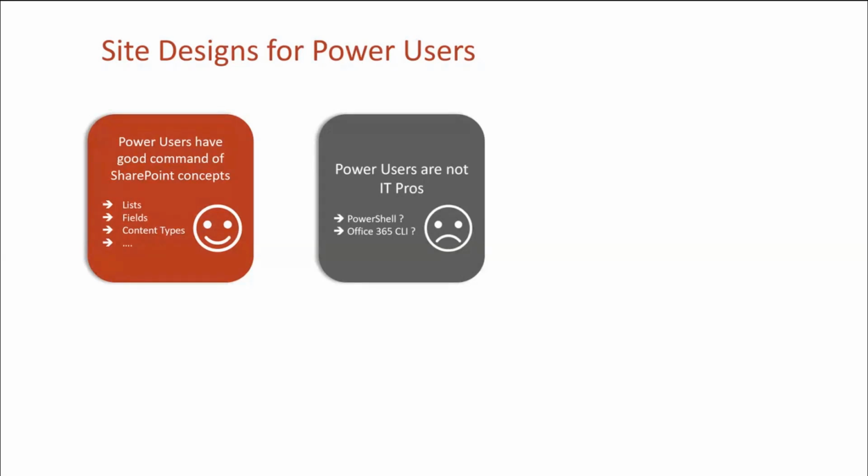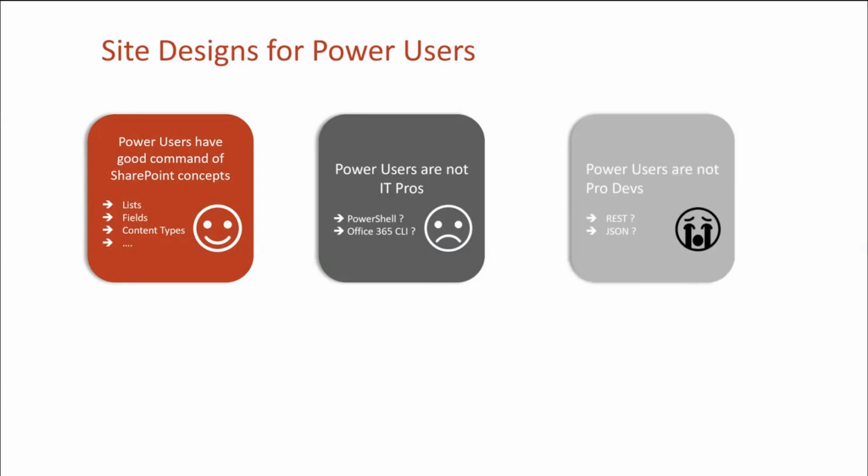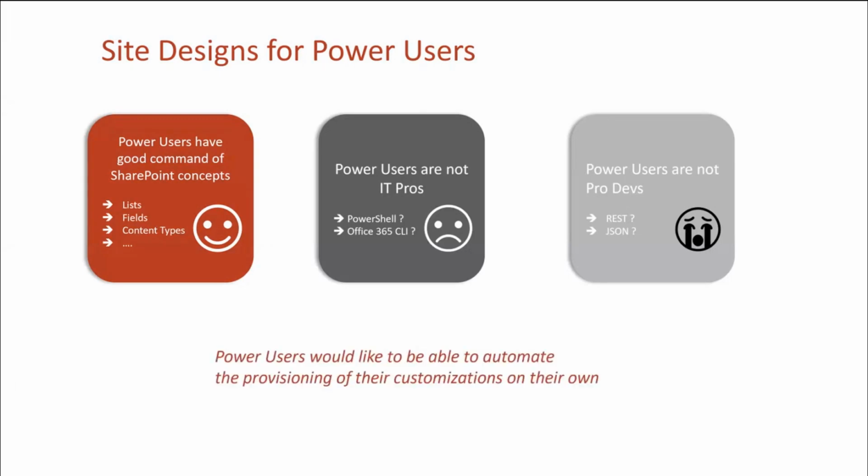So what do PowerShell or Office 365 CLI mean for them? Not much. And obviously they are not pro developers either, so the REST API and JSON might be very difficult for them to use. With all that in mind, they might want any way to automate the customizations that they have done on one side. They probably want to use them on another side and to automate the way that those customizations are provisioned to other sites as well.